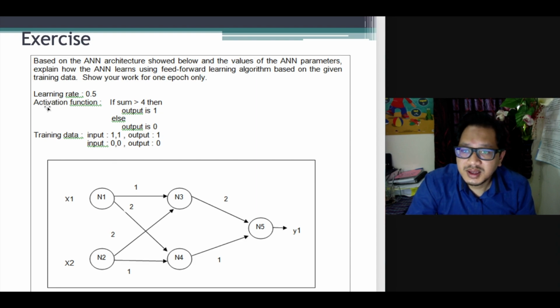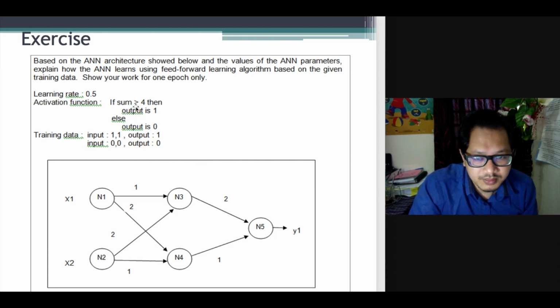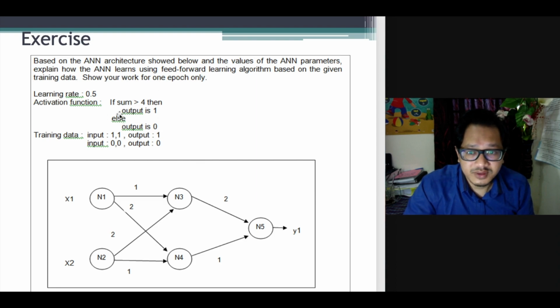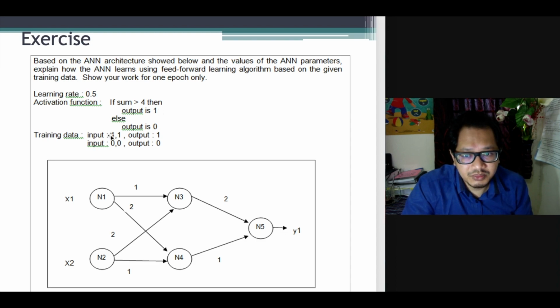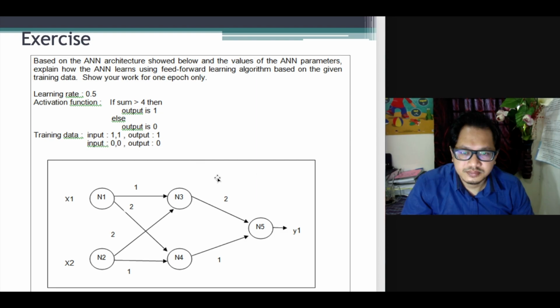Okay. And then for activation function, okay, activation function dia is sum more than 4, output is 1 and else output is 0. Okay. Ini dia nak determine dia punya output. Okay, berdasarkan dia punya activation function this one. Okay, and then kita ada two training data. Okay, for input 1, 1, the output must be 1. Okay, and then the other input is 0, 0, the output must be 0. Okay, macam mana kita nak buat?